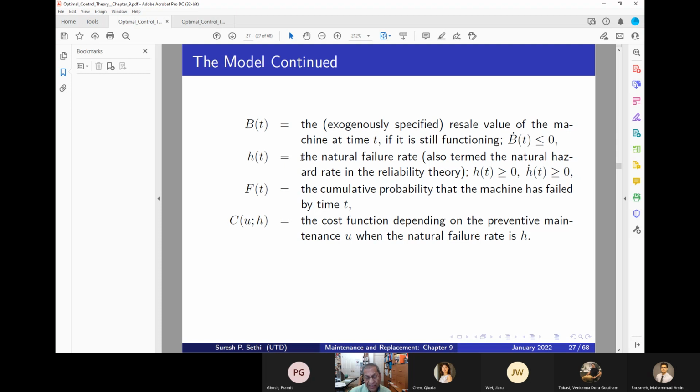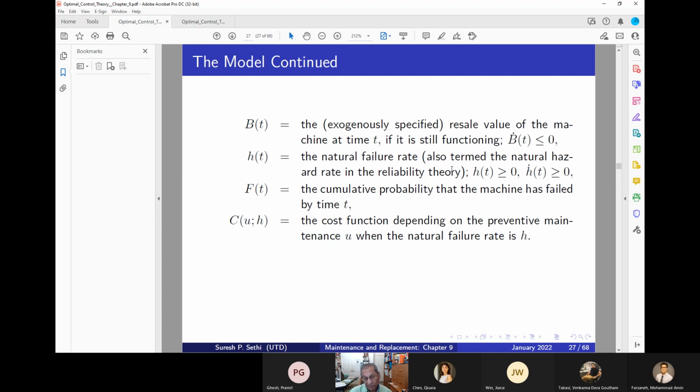So H(t) is the natural failure rate. It's also called hazard rate in reliability theory. You will see this term in statistics. You will certainly see it in reliability theory if you ever took a course. Most of the time, this course is taught in IE departments, not in business schools. And you will also see that in marketing if you're doing the Bass model. Frank Bass was a professor at UTD, and he had a famous advertising model called the Bass model. And the Bass model is based on hazard rate.